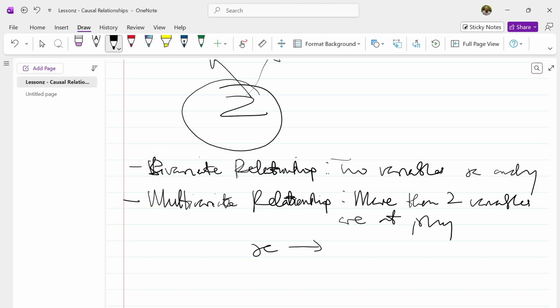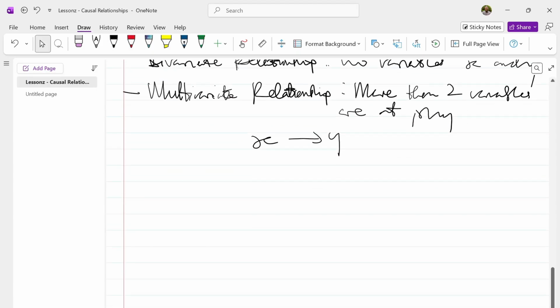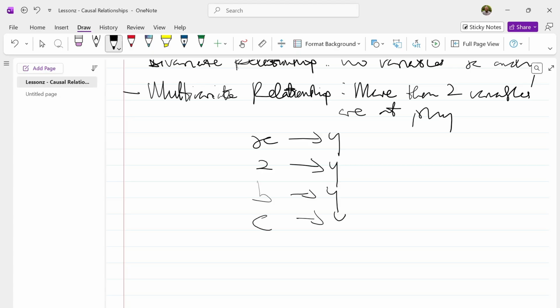So then we have our X and Y, but we can also have a Z that also causes Y. We can have a B that also causes Y. We can have a C that also causes Y. This is a multivariate relationship, and we have to take note of that and factor it into our research design, especially when we are doing statistical analysis, so that we can isolate the effects that X has on Y. We're going to talk more about this in lesson 3.